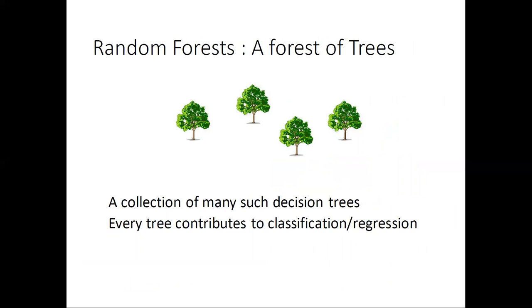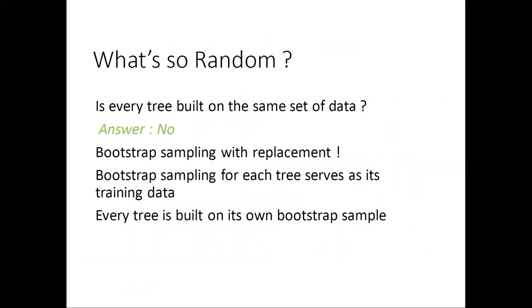Now, a random forest is a forest of decision trees, which is a collection of several decision trees, and every tree contributes to the classification or regression problem. There are two different randomnesses introduced in random forest. The first randomness is in terms of bootstrap sampling with replacement. As I said, the random forest consists of several decision tree models. For each decision tree model, the input data set is bootstrap sampled. If there are n examples, we sample n examples with replacement. This is known as bootstrap sampling. So every tree is built on its own specific bootstrap sampled data.